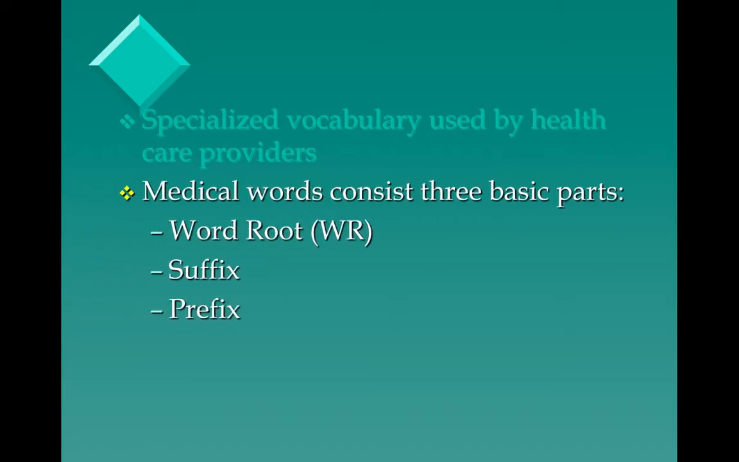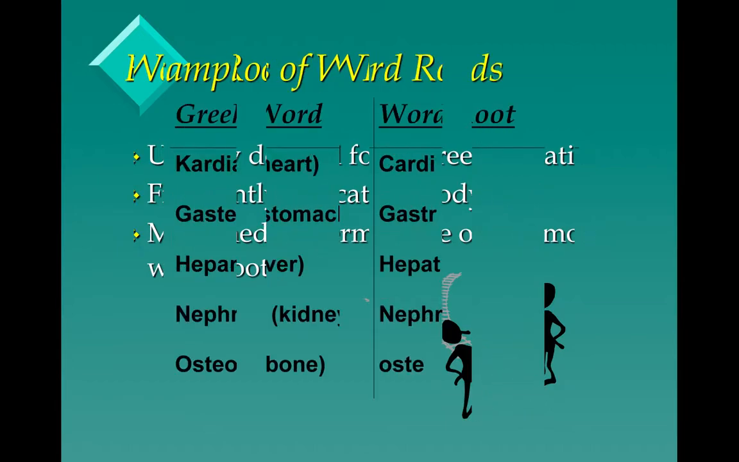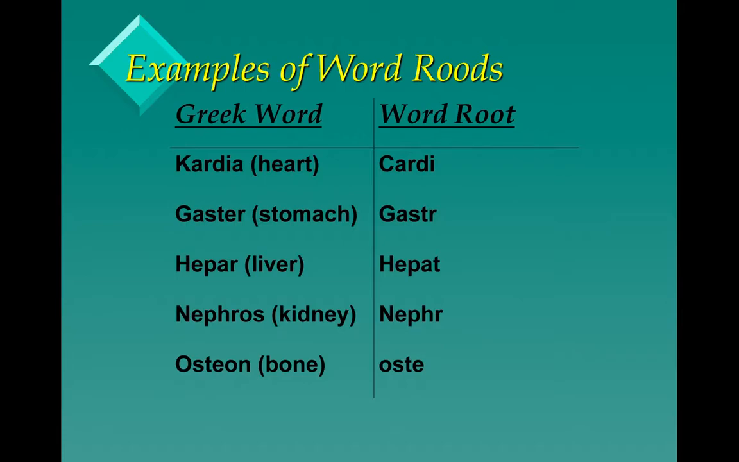Okay, remember that when we have a medical term, there are 3 basic parts. We have the word root. I always say the root word, but the word root, then there's a suffix which goes at the end and a prefix which goes at the beginning. Okay, the word roots, once again, are usually from Greek and Latin. They usually will indicate a body part, and sometimes you can have medical terms that have more than one root word. And here's just some examples.